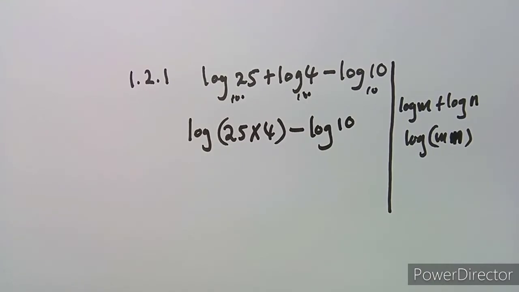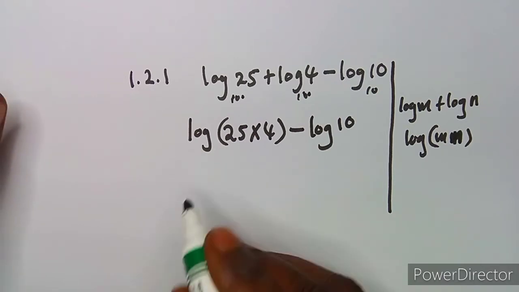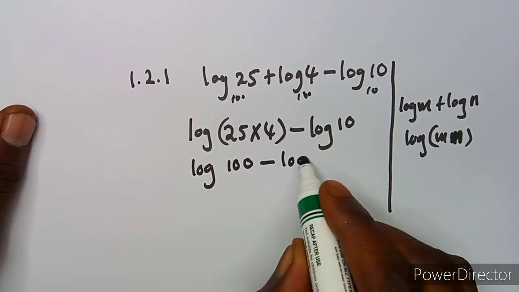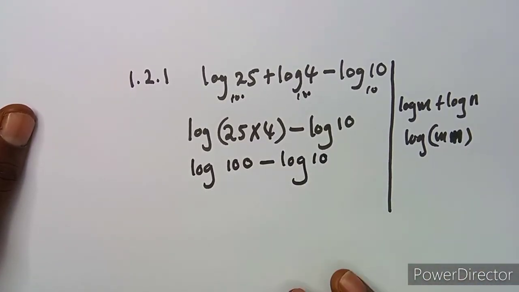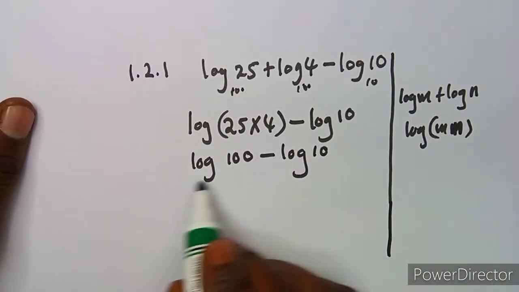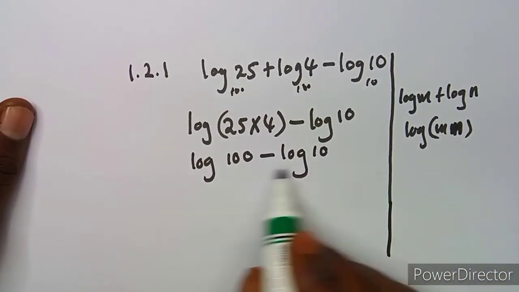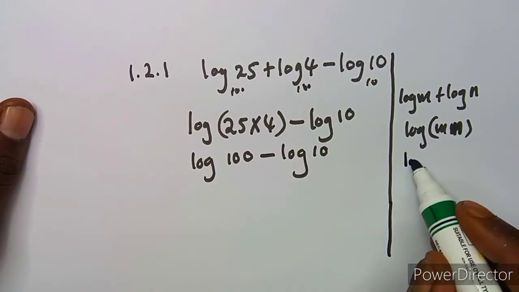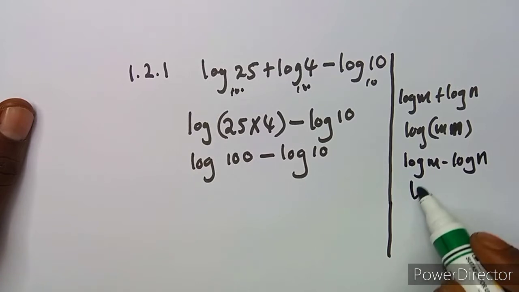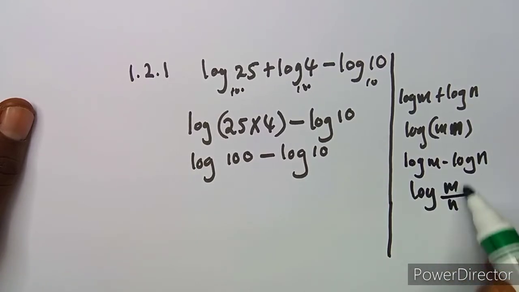So 25 times 4 is the part that you are supposed to use your calculator for. You're going to obtain 100. So this is going to be log 100 minus log 10. Here there were two options that you could have used. The first option, you can apply the laws of logarithms. Since the bases are the same, you can divide, since we know that log m minus log n gives us log m over n.